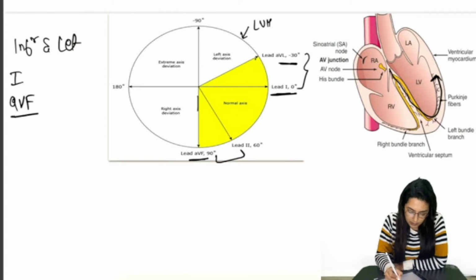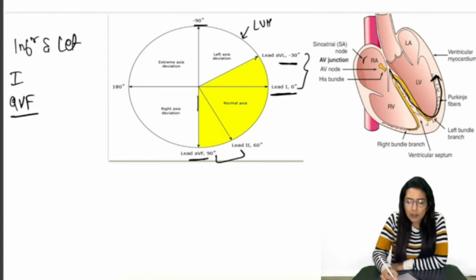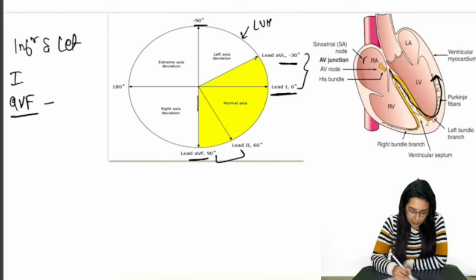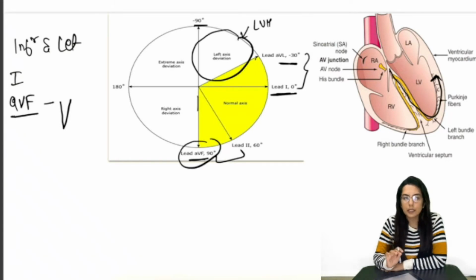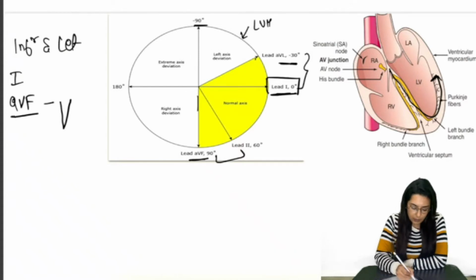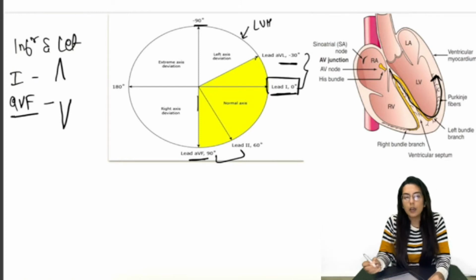So what is left axis deviation? It is between minus 30 to minus 90 degrees. Now as you can see, between minus 30 and minus 90 degrees, AVF is actually on the opposite side. So in AVF, QRS will be negative. As you can see, the left axis deviation and AVF are on opposite sides. And left axis deviation is near lead 1, so the depolarization wave is going near lead 1, so the QRS complex will be positive.